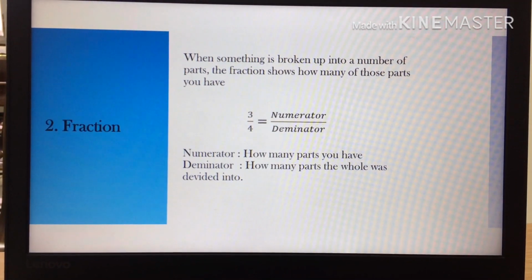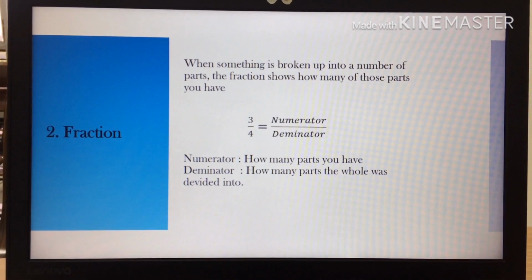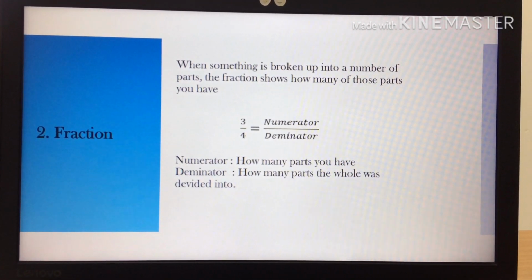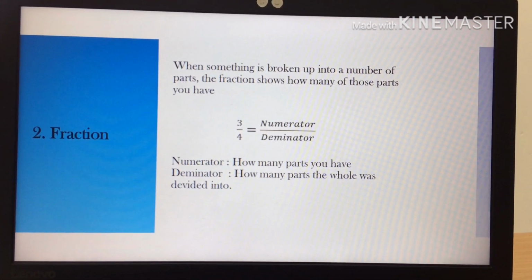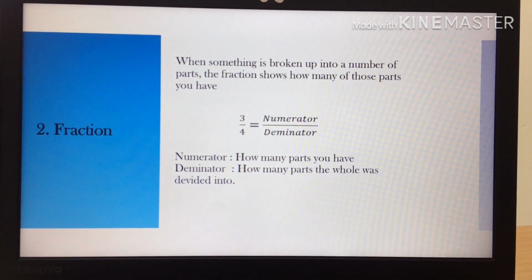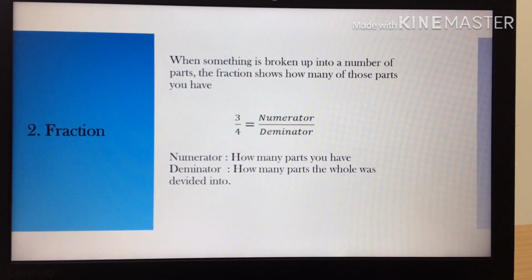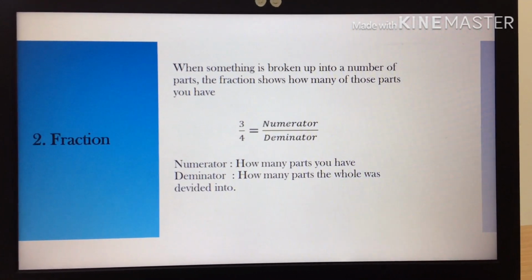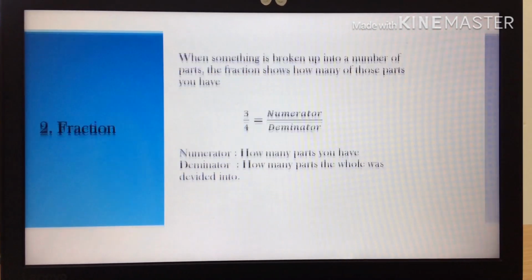The second, fraction. When something is broken up into a number of parts, the fraction shows how many of those parts you have. 3 over 4. 3 is numerator, and then the 4 we call the denominator. Numerator is how many parts you have, and then the denominator is how many parts the whole was divided into.